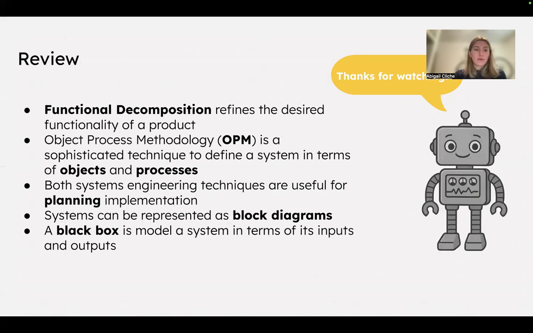So let's review. Functional decomposition refines the desired functionality of a product. Object process methodology is a sophisticated technique to define a system in terms of objects and processes. Both systems engineering techniques are useful for planning implementation. A system can be represented as a block diagram. A black box is a model of a system in terms of its inputs and outputs.